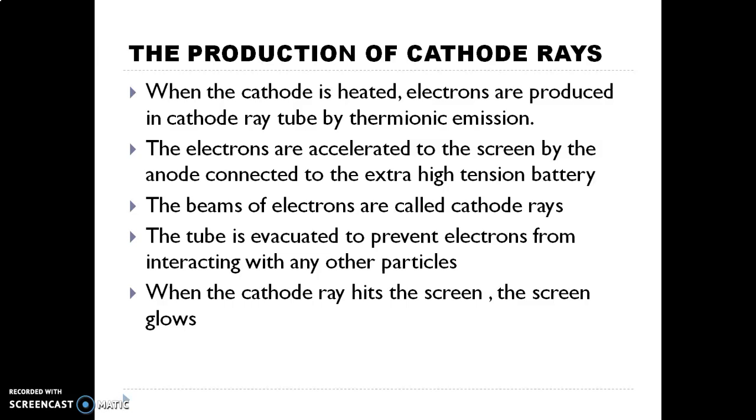When the cathode is heated, electrons are produced in a cathode ray tube by thermionic emission. The electrons are accelerated to the screen by the anode connected to the extra high tension battery. The beam of electrons is called cathode rays. The tube is evacuated to prevent electrons from interacting with any other particles. When the cathode rays hit the screen, it tends to glow.